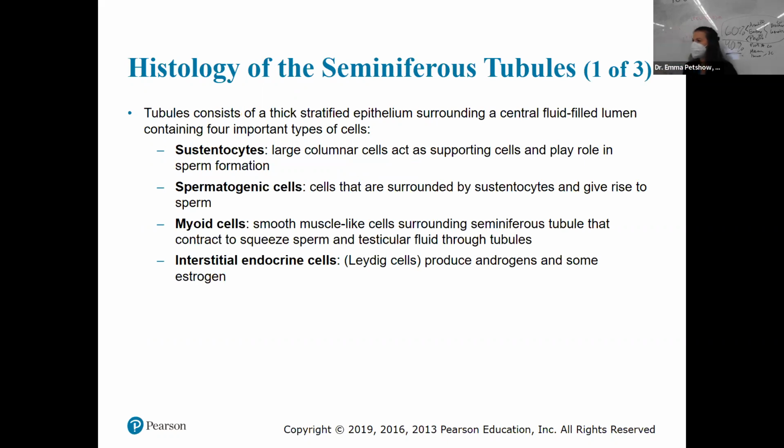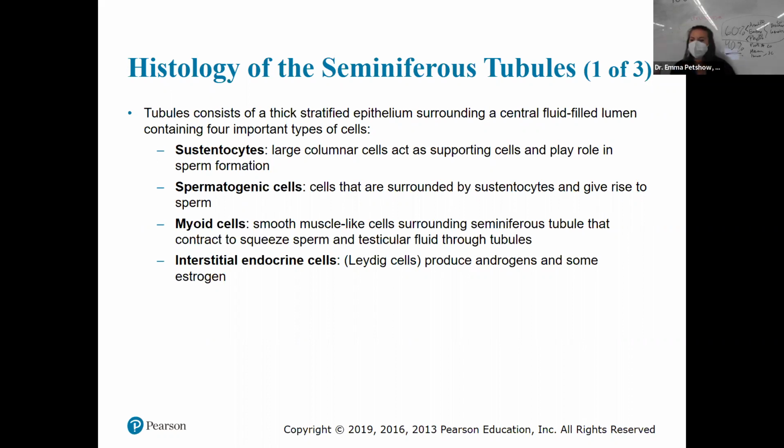Yikes, right? Histology, but they love asking about cell types. We've seen that already, right? So let's just think about what the tubules contain. They consist of this thick stratified epithelium, surrounds a central fluid-filled lumen, and it has 4 different important types of cells that you should kind of have in your head. Sertoli cells, spermatogenic cells, myoid cells, and interstitial endocrine cells, or Leydig cells. And they'll probably call them Leydig, but they could call them interstitial endocrine. So we'll go through each.